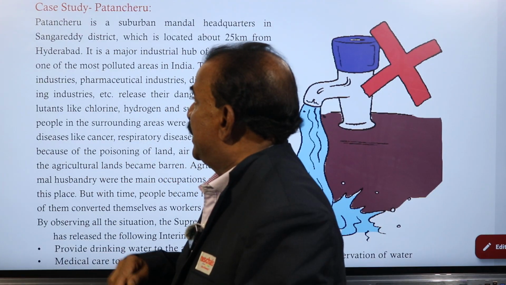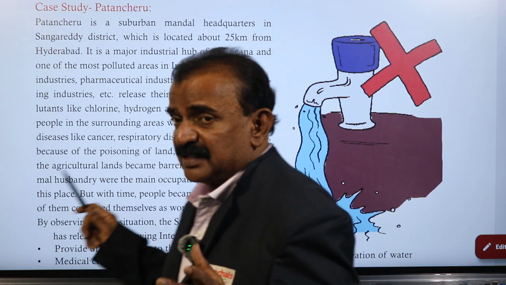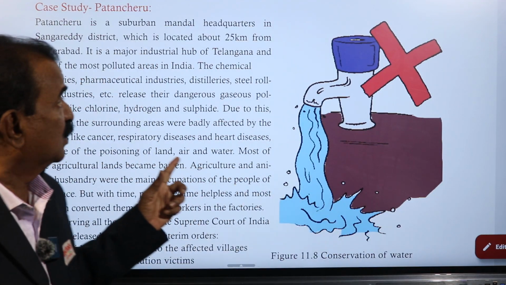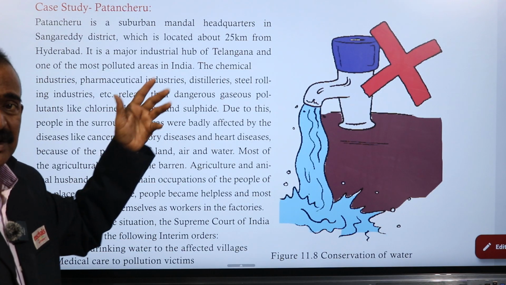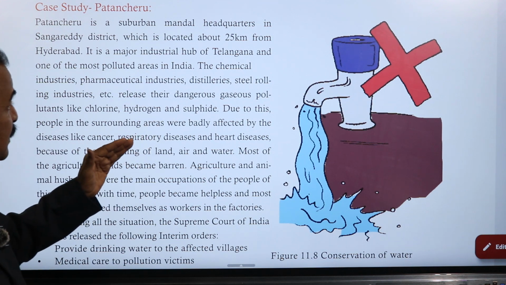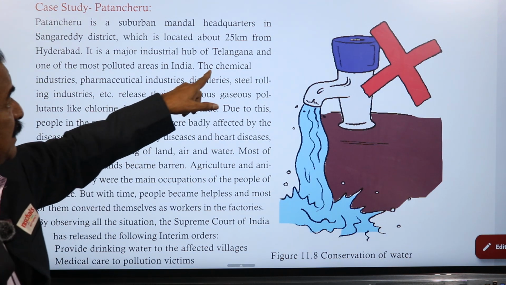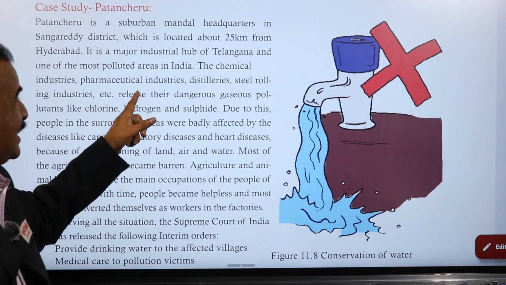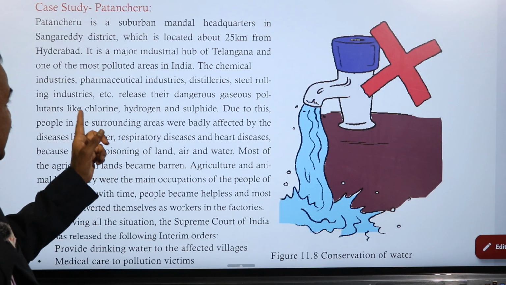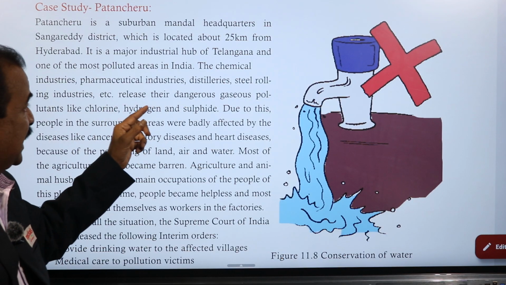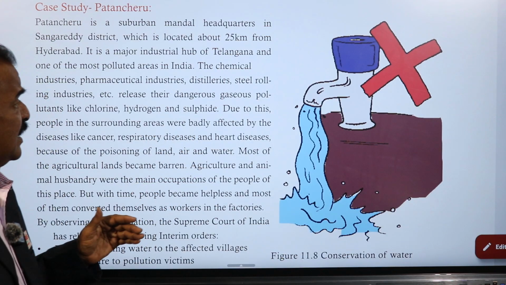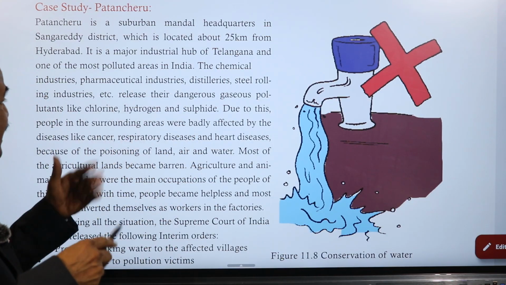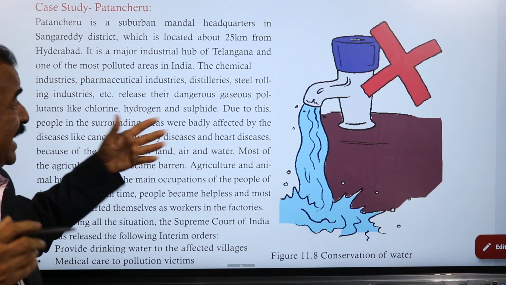So I am reading, what are the industries which are there in Patancheru? It is in Telangana state, and it is just 25 kilometers away from Hyderabad. There you see the presence of many chemical industries, pharmaceutical industries, distilleries, and steel rolling industries, and they are releasing gaseous pollutants like chlorine, hydrogen, and sulfide.